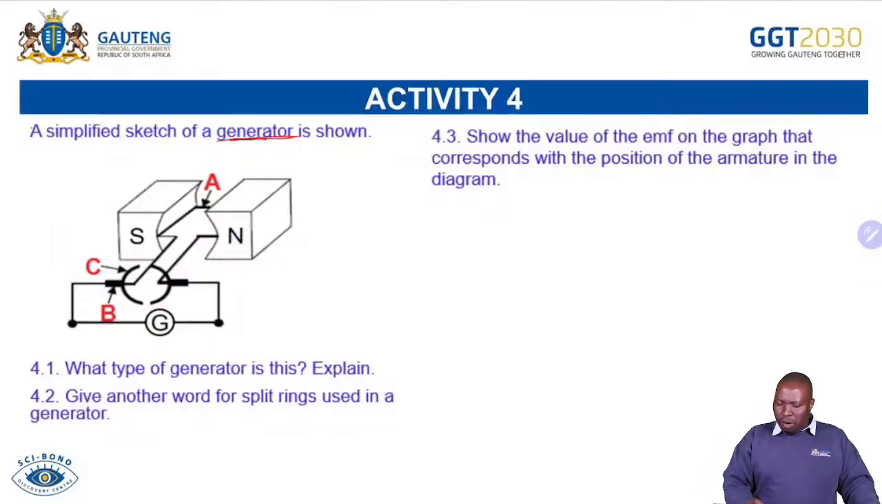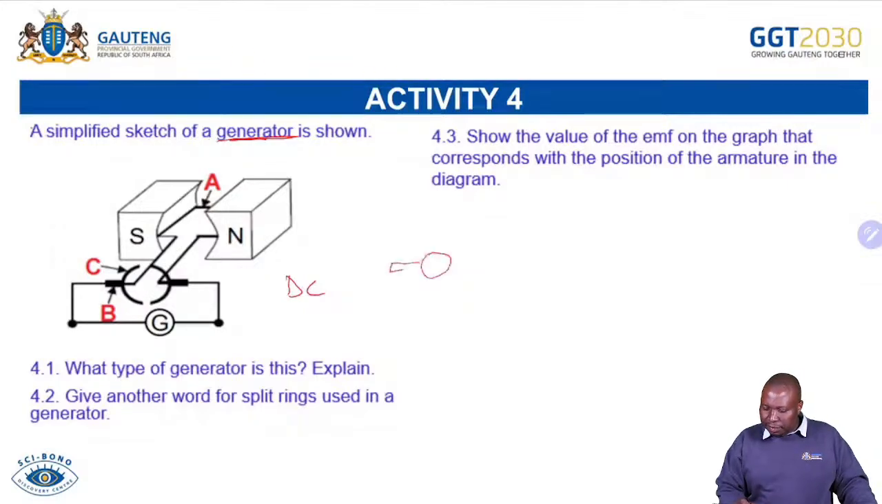Now, what type of generator is this? We're saying it is direct current. Why? Because you see there the split ring. Remember, the slip rings look like that. This is our slip rings. They are just two like that. But a split ring is one ring that has been split. You can see it's a ring that has been split into two, and those are split rings.